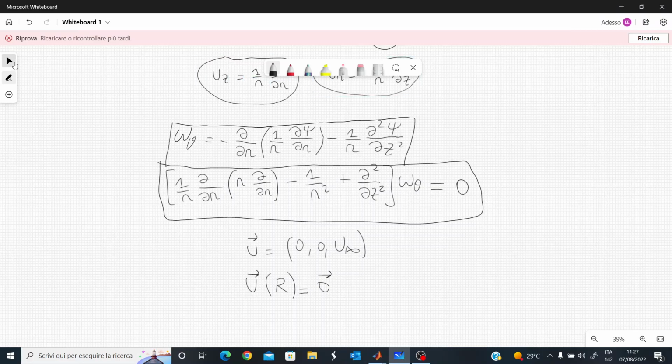This is what we found last time. These are the two equations that we derived at the end of the last lecture. Two equations that will allow us to find psi, and from psi we will find omega, but actually what we really need is the velocity, so the three components of the velocity and pressure.